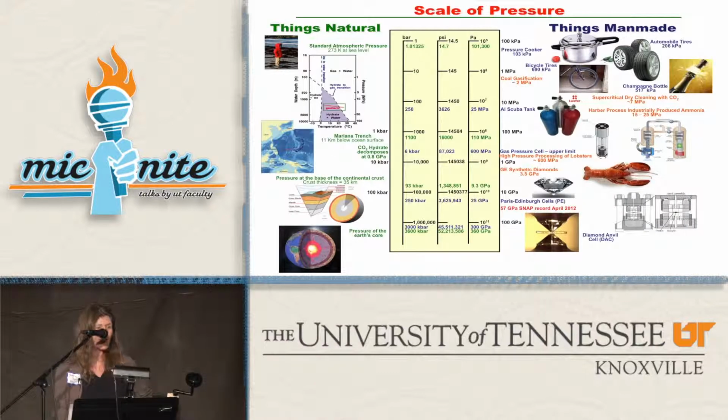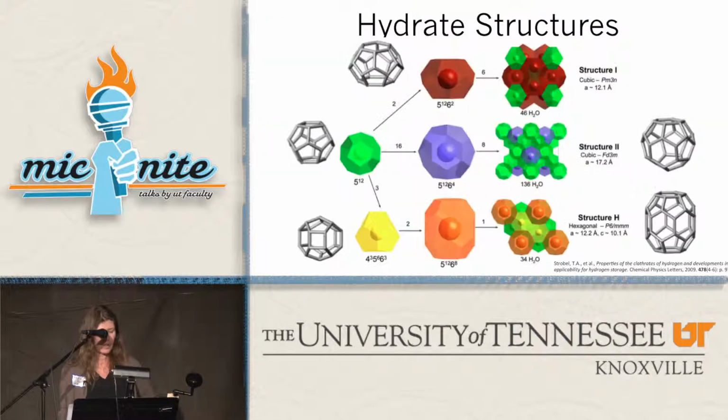This next slide puts you in the frame of reference of the pressures needed. Methane hydrate stability starts at about 10 megapascals, compared to an alumina scuba tank with a typical pressure of 25 megapascals. Carbon dioxide hydrate decomposes at about 800 megapascals, compared to the high pressure processing of lobster to remove their meat at about 600 megapascals. Commonly, 3 different hydrate structures can be formed depending on the guest molecule.